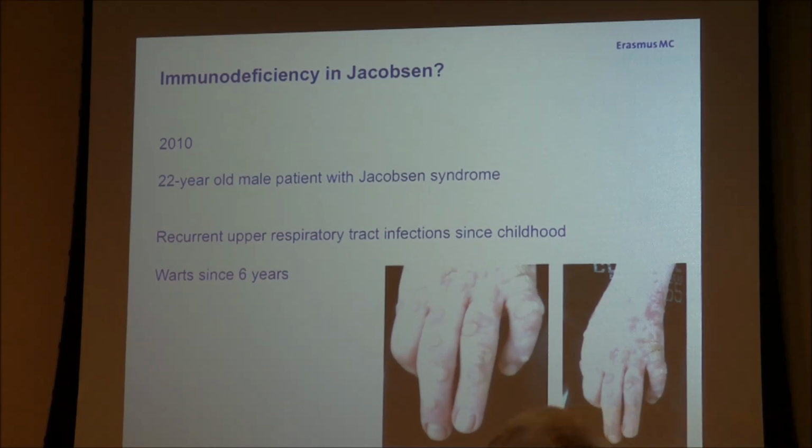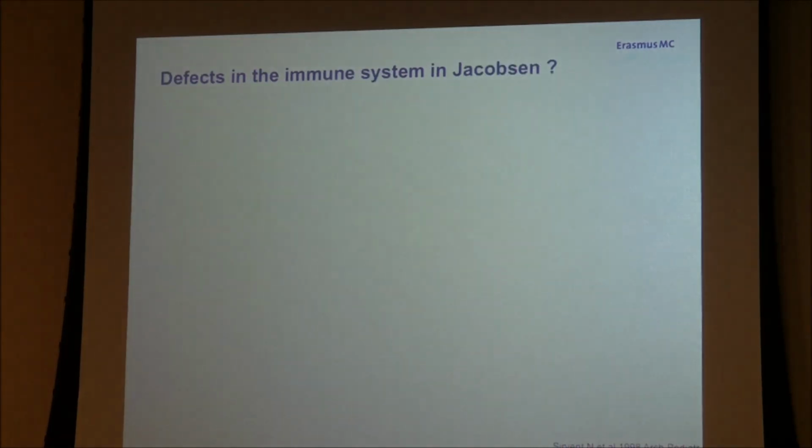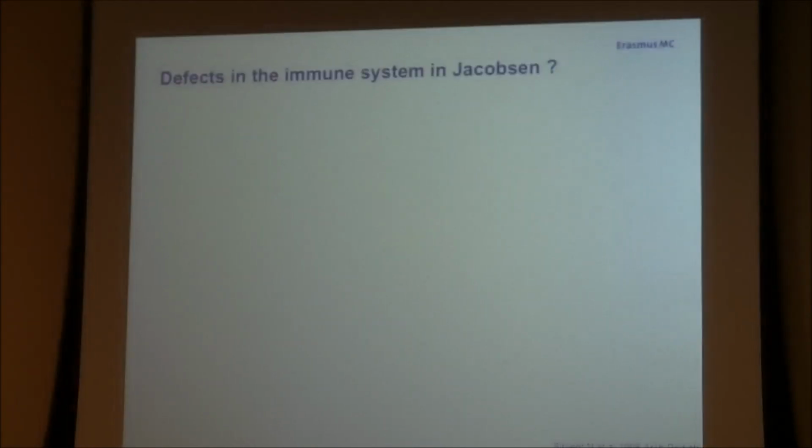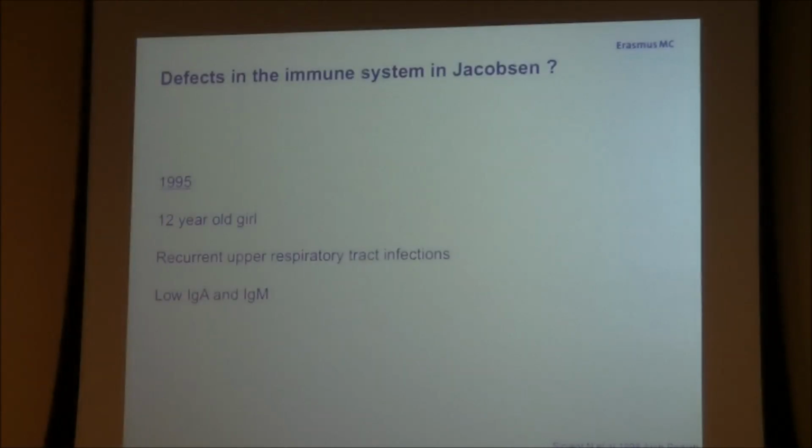And I thought, why is this guy having both an immunodeficiency and a Jacobsen? Because Jacobsen is a rare disease, immunodeficiencies are rare diseases, so maybe there is a common link. So what I did at that time is I went into literature to see whether there are any other cases described in medical literature describing immunodeficiencies in patients with Jacobsen syndrome, and indeed there was.